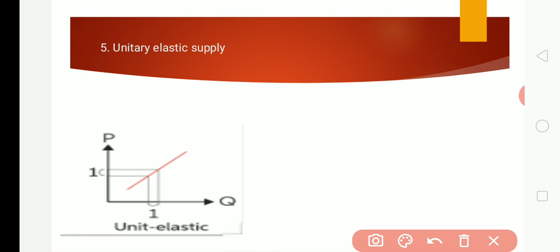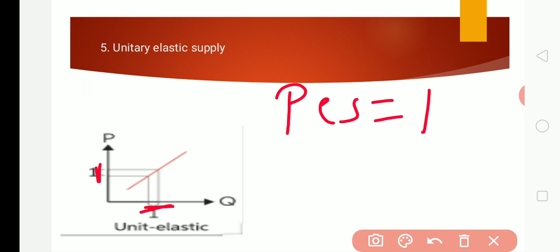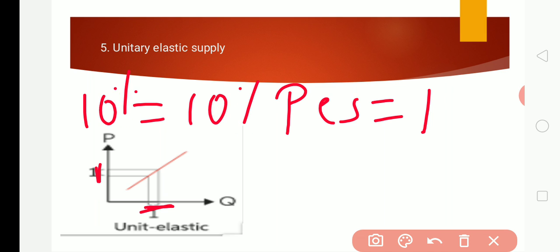Under the unitary elastic supply, the degree of elasticity will be PES equals 1. That means whatever the changes in price lead to the same changes in supply. For example, 10% change in price leads to 10% change in quantity supplied. So in this case, a change in price brings a proportionate or equal change in the quantity supplied. So this is called unitary elastic supply.